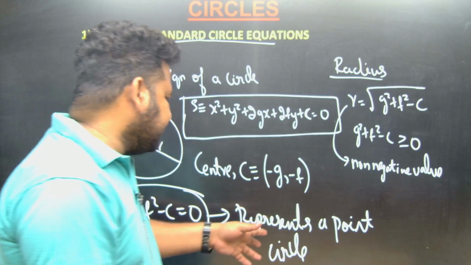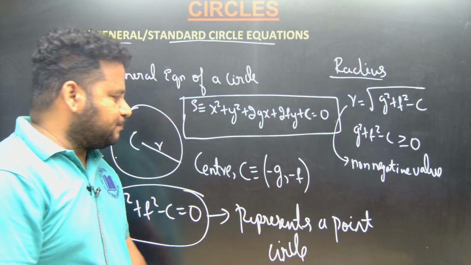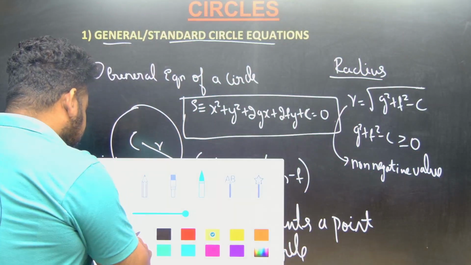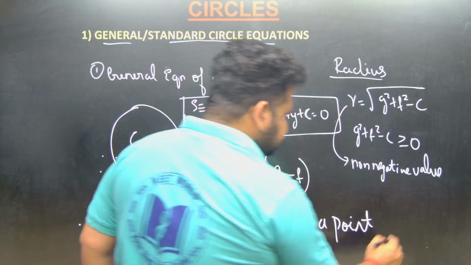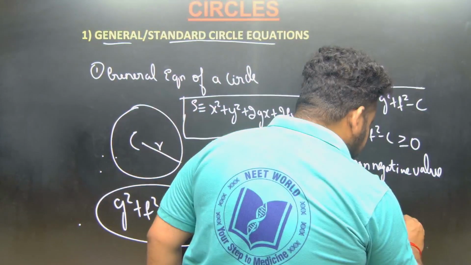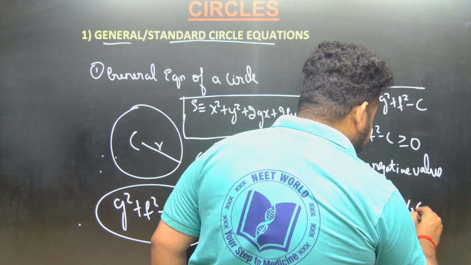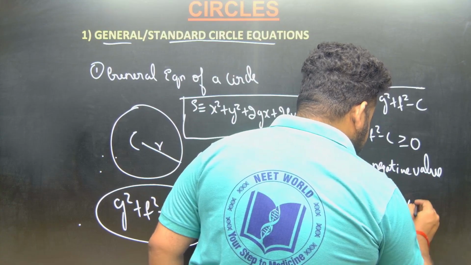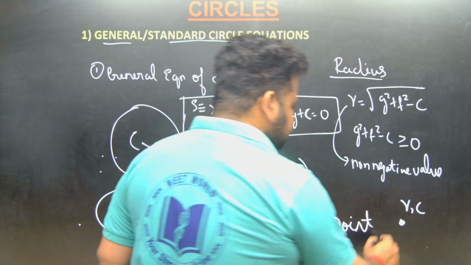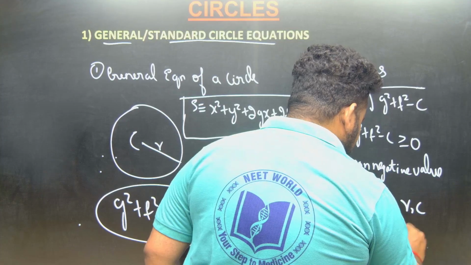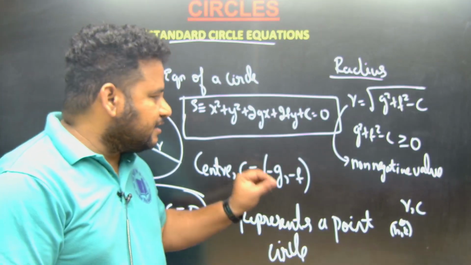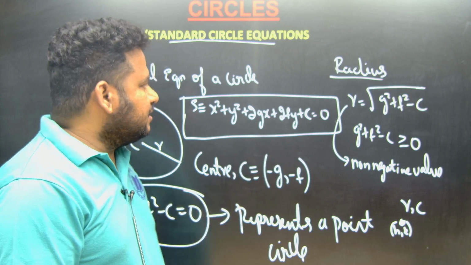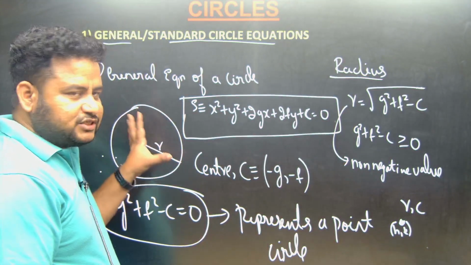So this represents a point circle. A point circle means the radius is 0. Here the radius and center are the same. That means the distance is the same, and the center h comma k lies here only, and the radius also lies here only. That means the radius is 0. This is known as the point circle. This is the general equation of the circle.